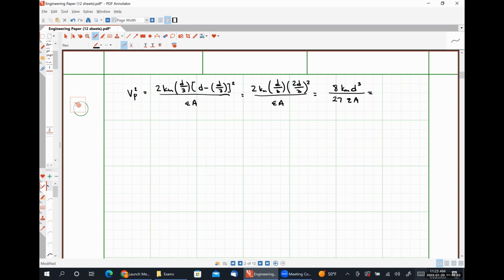And I'm going to rewrite this very slightly now. So I'm going to call this 8 km D squared over 27 C naught, where C naught is the unbiased capacitance of our system, excuse me.